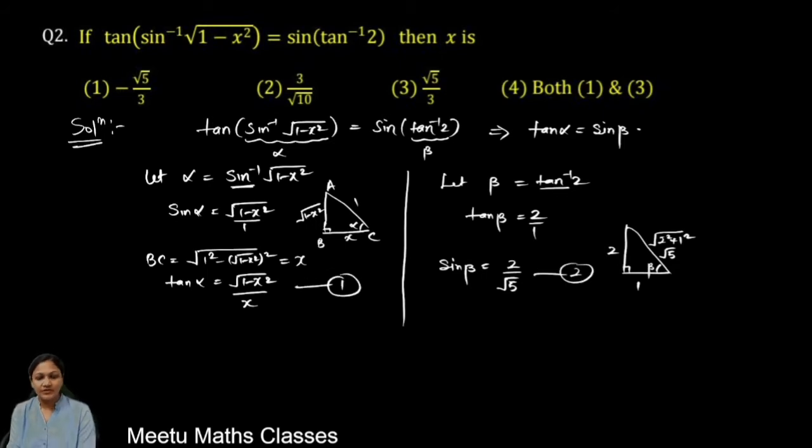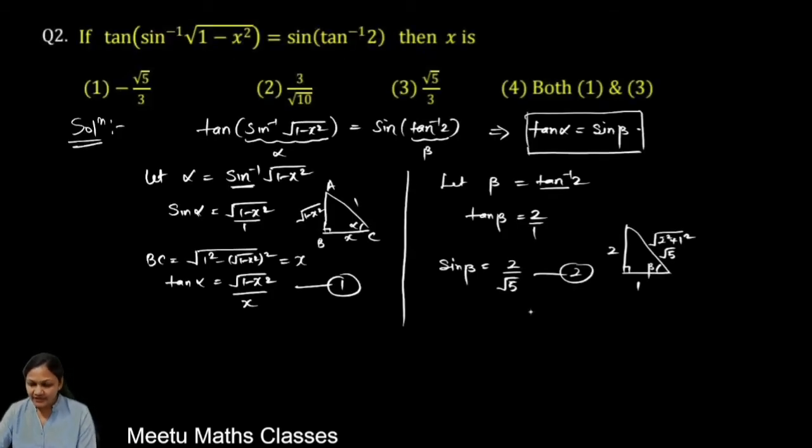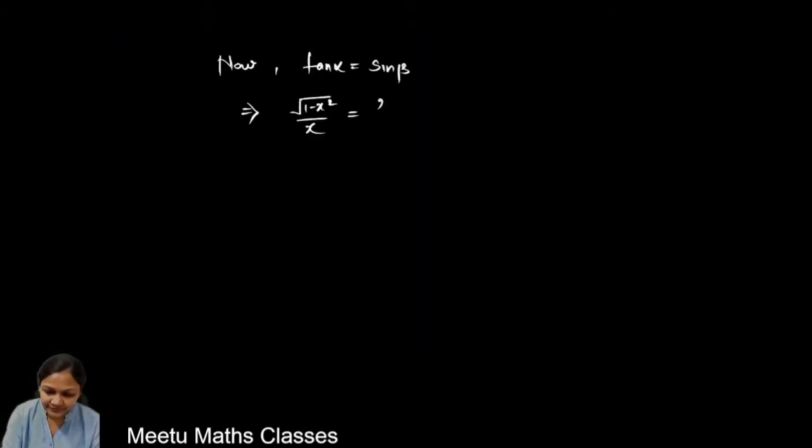Now substituting the values in our identity, and our identity is tan alpha is equal to sine beta. Now tan alpha is equal to sine beta implies tan alpha is square root 1 minus x square upon x, and sine beta is, what is sine beta? 2 upon root 5.